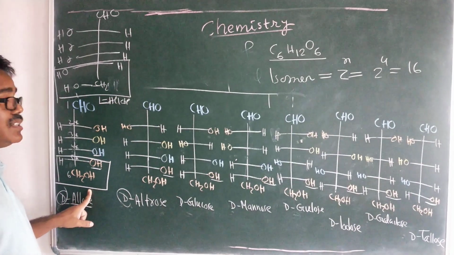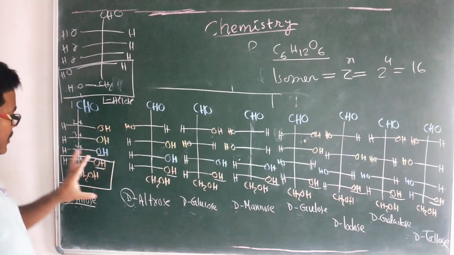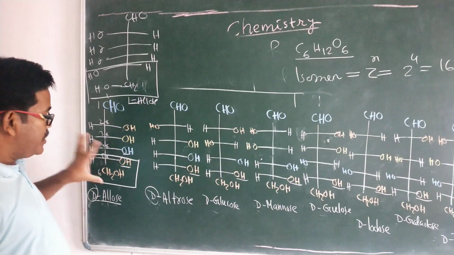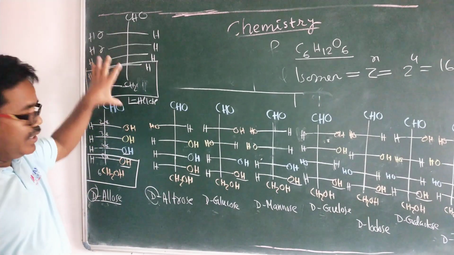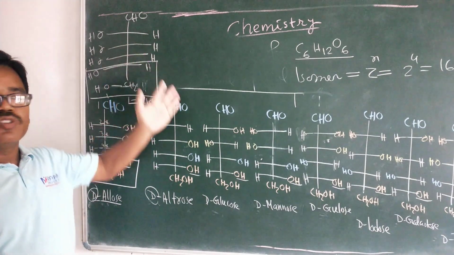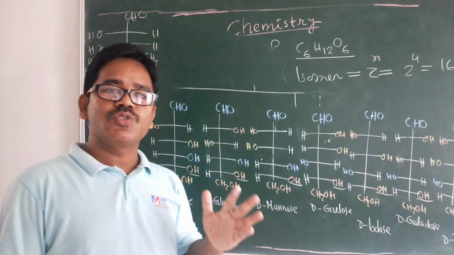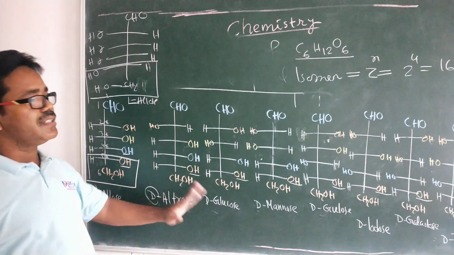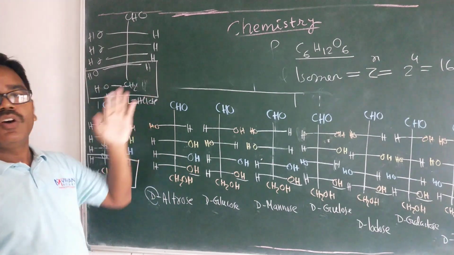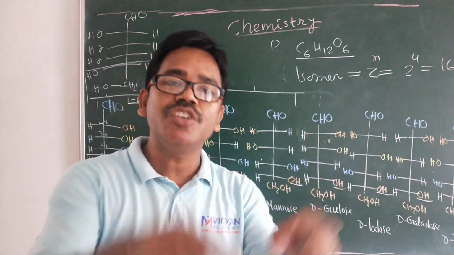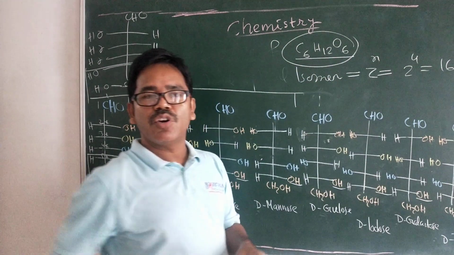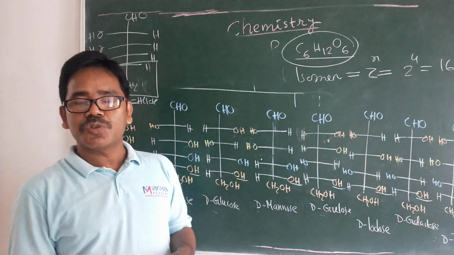What is that L structure? Just the mirror image. If this is the object, the image will be the L. If the object is the D, the image will be the L. In all cases, we will have a non-superimposable mirror image. That's what we call the L. Therefore, D structures and L structures altogether will be 16 optical isomers for molecules given by the formula C6H12O6.